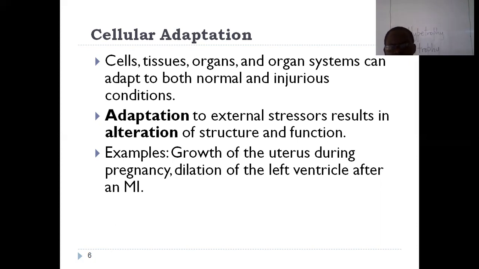So an adaptation is basically an alteration to an external stressor. So there is a change in function and structure of a cell as far as change in growth. Like, for example, we have the uterus. When a mother is pregnant, the size of the uterus is not the same as the size when the mother is not pregnant. Things like dilatation of the left ventricle after a myocardial infarction, all these are changes, and we refer to that as adaptation.